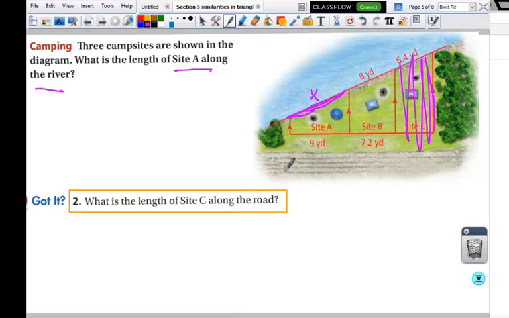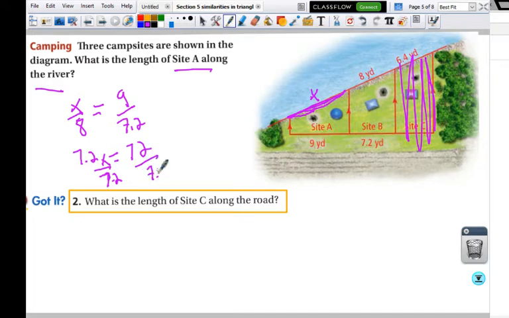I'm going to set up a proportion like I did before. I'm going to go X over 8 equals 9 over 7.2. I can't do this one in my head, so X over 8 equals 9 over 7.2. And we're just going to solve it like this. So 7.2x equals 8 times 9, which is 72. Divide by 7.2 on both sides. X equals 72 over 7.2, which equals 10.